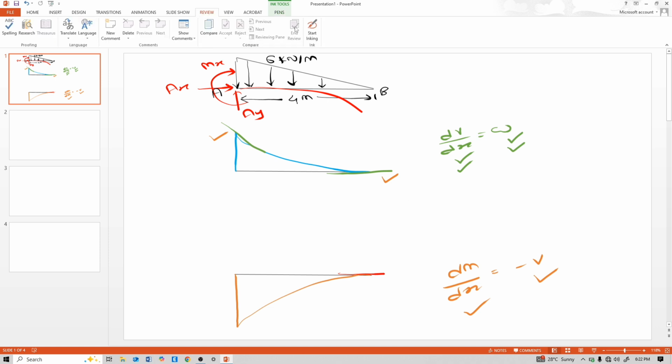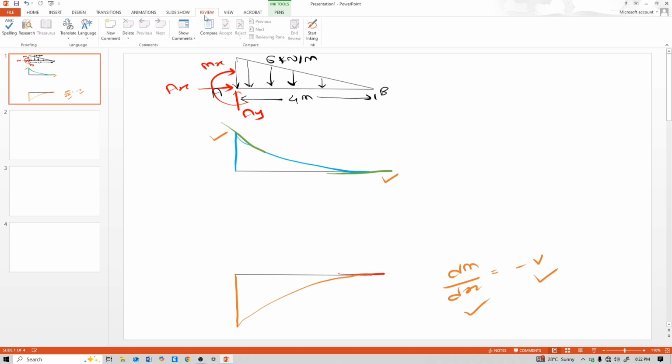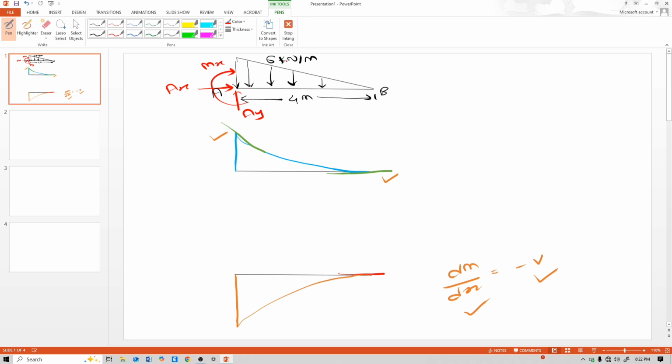Now calculate AY reaction. Convert this UVL into a point load. For that, the formula is triangle area, half, base is 4 meter and height is 6 meter, so it is 12 kilonewton.